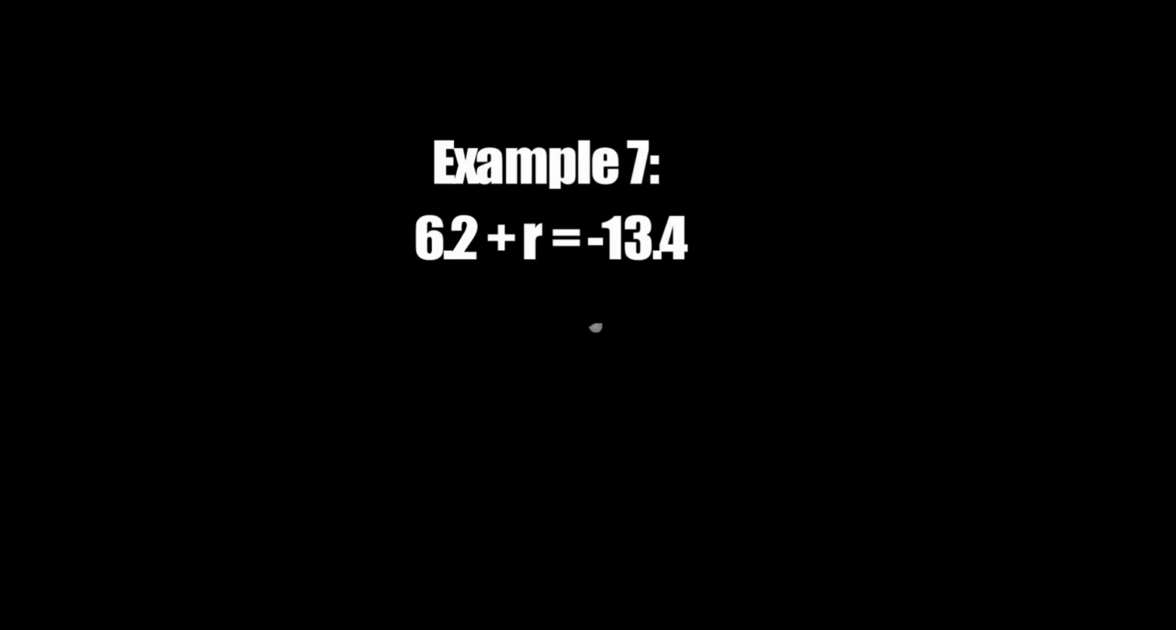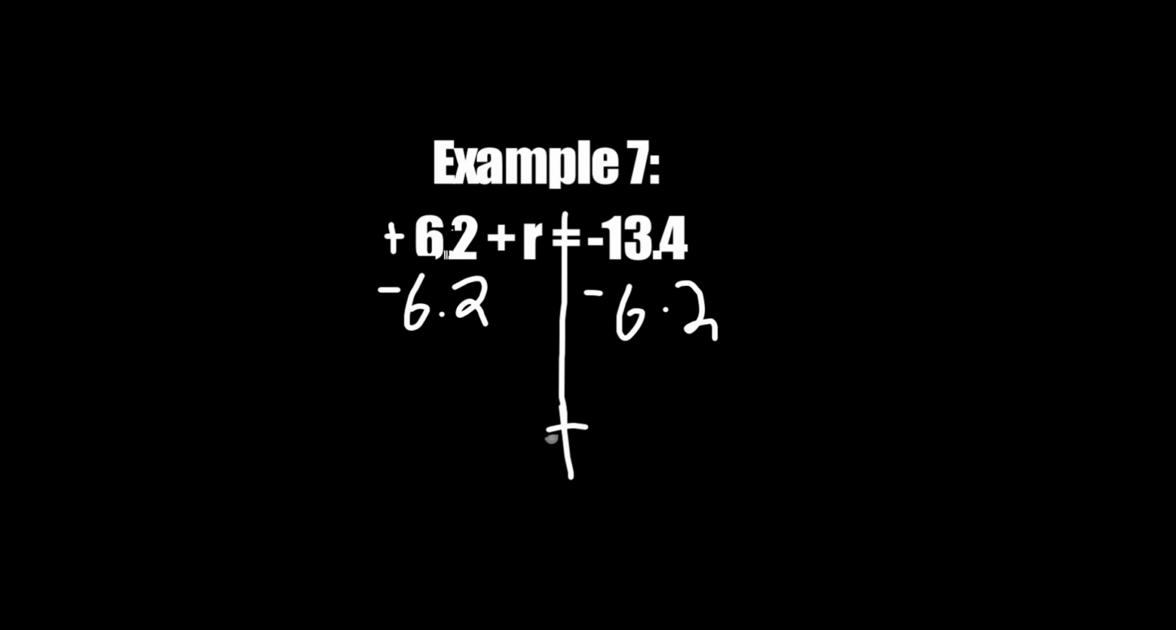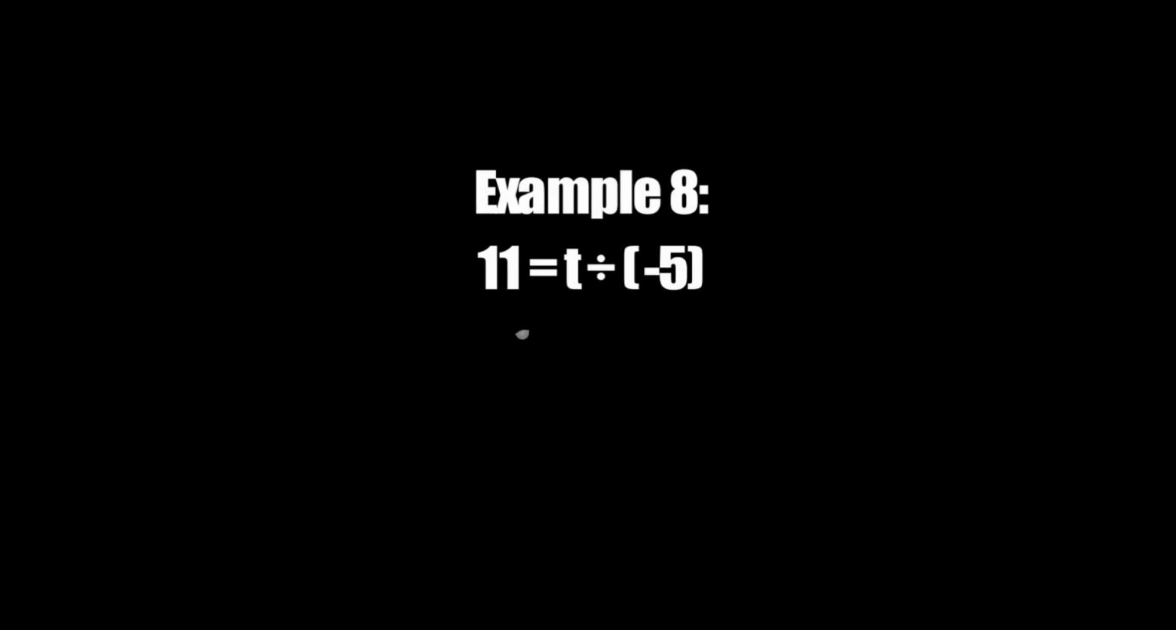Example number 7. 6.2 plus r equals negative 13.4. So we're going to be subtracting 6.2 and subtracting 6.2 over here as well, and that will give us R equals negative 19.6.